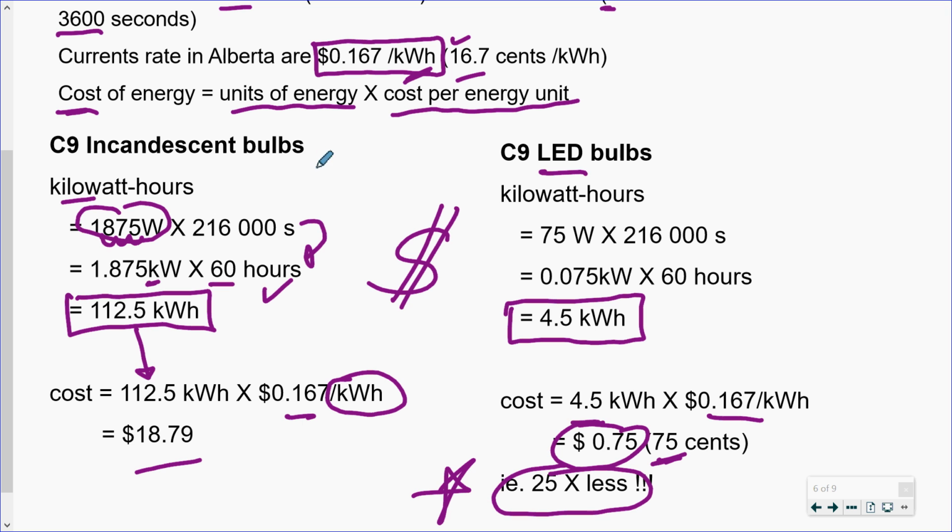And simply, it really does have to do with heat. A huge amount of the energy is released in the form of heat from the incandescent light bulbs. They're very inefficient in terms of actually generating light, and the LEDs are much, much more efficient in terms of that.